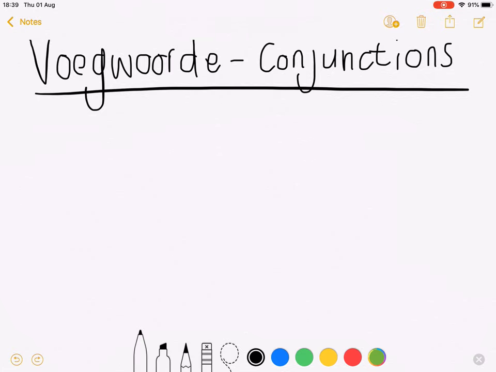We'll be looking at voegwoorde or conjunctions. For those of you who need a little recap, a conjunction is a word that joins two sentences together. In Afrikaans, I like to work, and many other people tend to agree with this method.